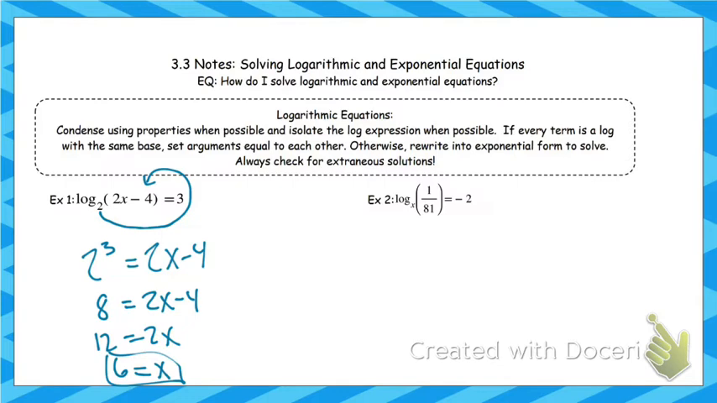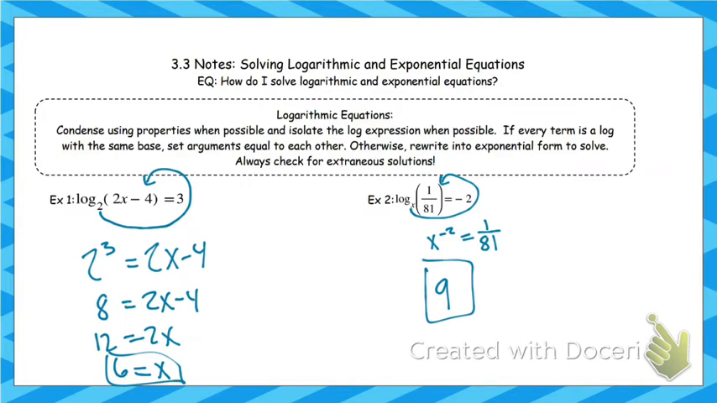All right, let's do another one. Again, the log is already by itself, so let's write it in exponential form. X to the negative second is 1 over 81. So what number raised to the negative second power would give us 81? Well, that number is 9, because 9 squared is 81, and the negative would move it to the bottom.